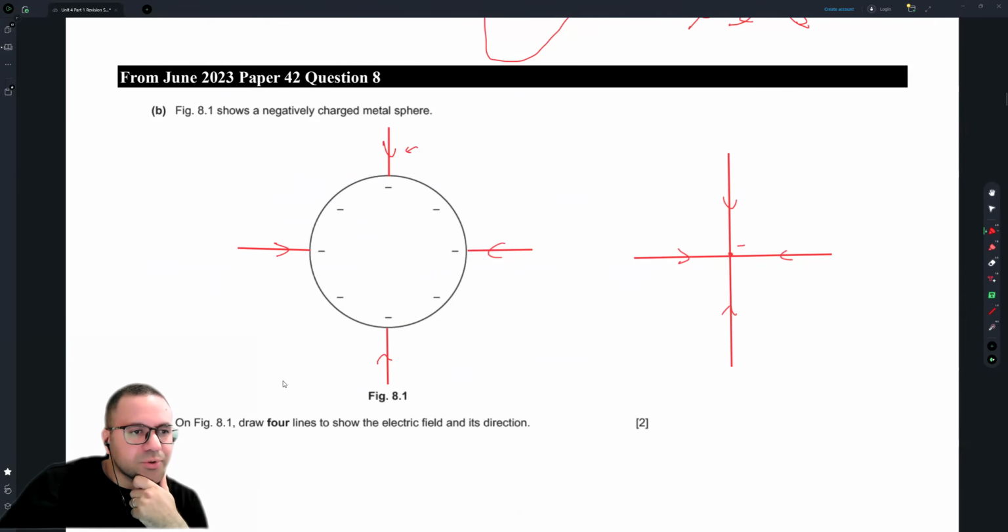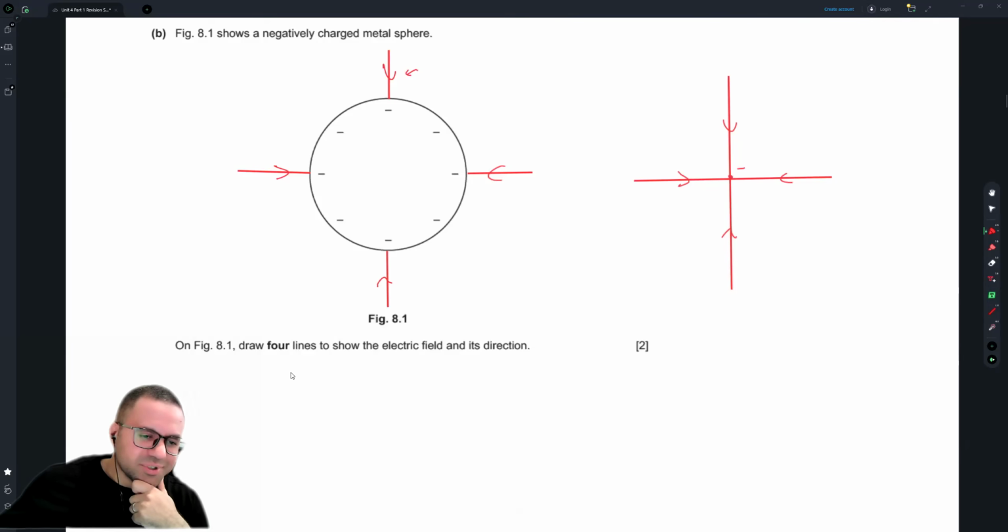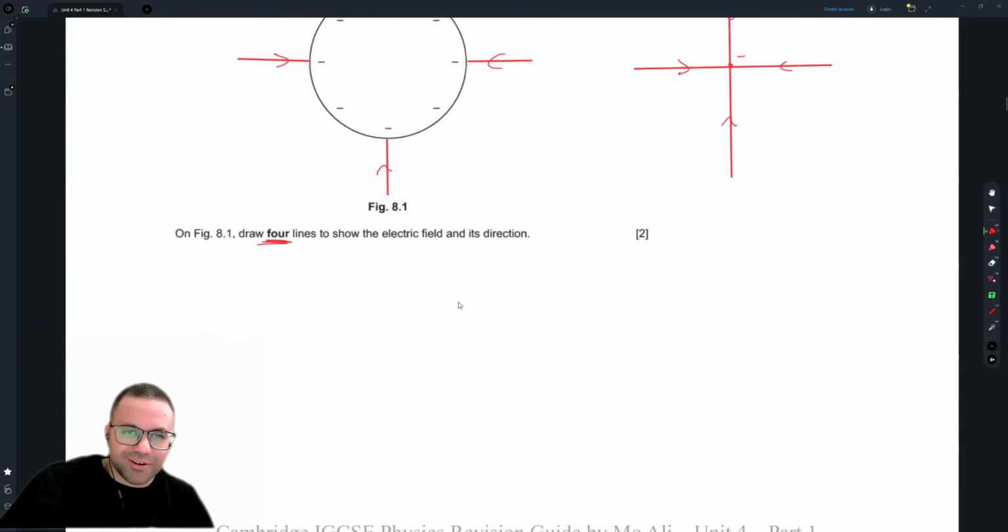You mean we draw 4 lines, or do you need to do more? I mean, I'm sorry, but you're given instructions. Listen to them. He said 4 lines. The examiner said 4 lines. I draw 4 lines. Come on.